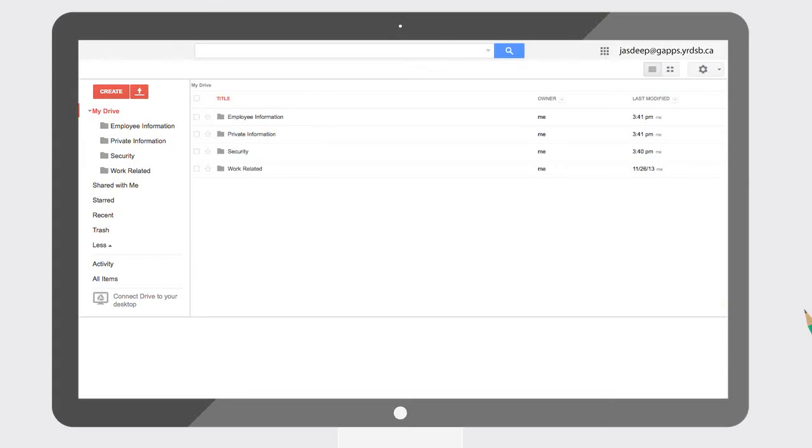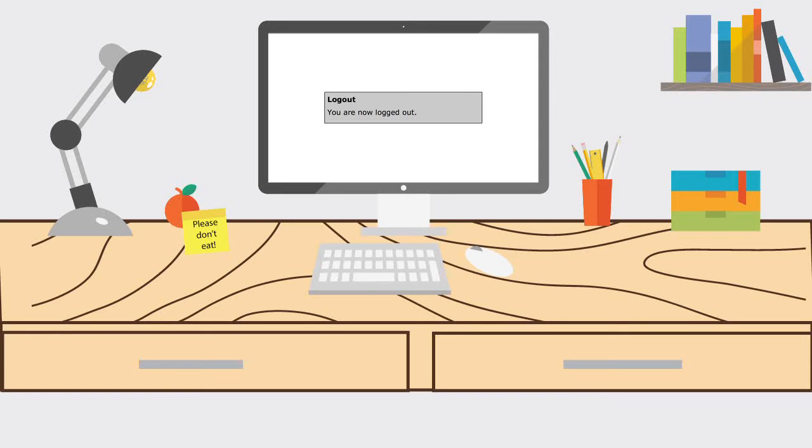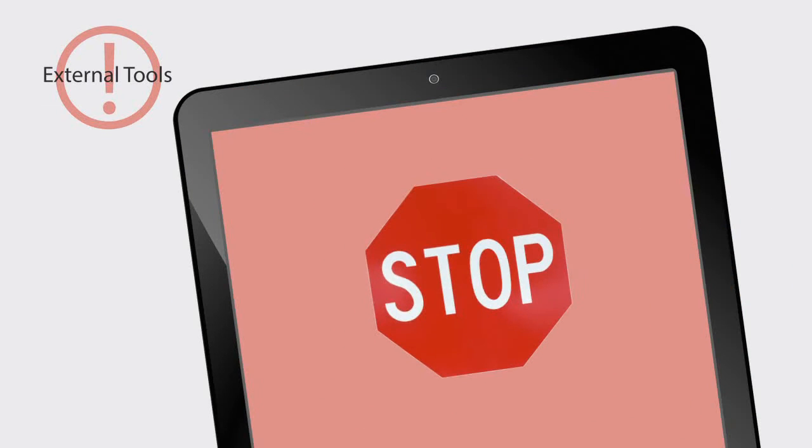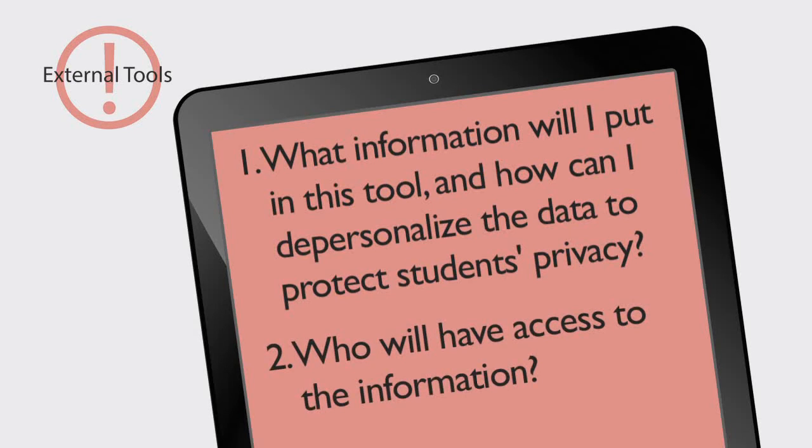Like Jasdeep, we also need to be more cautious about the information we manage that may become available to others when security is not provided by our employer. When we store data in tools that aren't board owned and operated, security is not guaranteed. So when we use red category tools, we just need to stop and think carefully through two key questions before moving forward. First, what information will I put in this tool? And how can I depersonalize the data to protect students' privacy? And second, who will have access to the information?